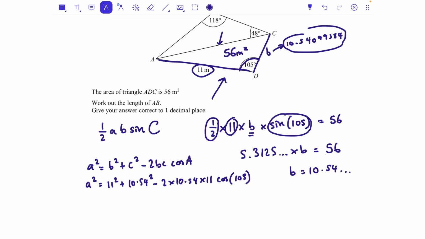So I'm going to do 11 squared add answer squared. Again, because I'm using my calculator, I might as well keep it as accurate as I can. Times 11 cos 105. That's a squared. So then I need to square root my answer. And that gives me 17.0.